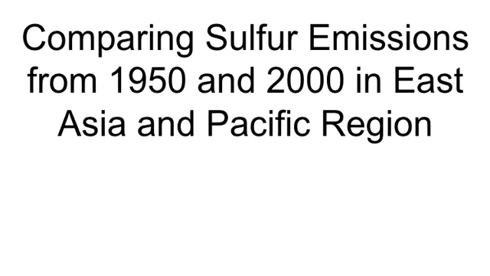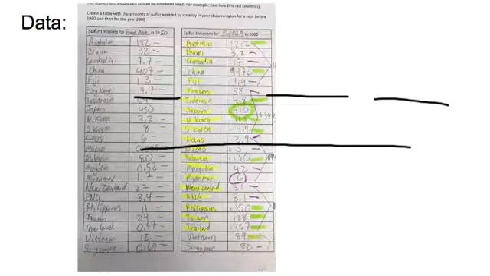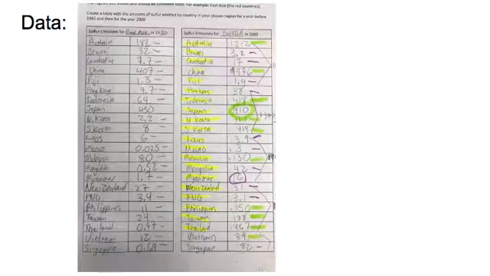Today what we're going to focus on is finding the mean of a set of data. So we gathered some data on the sulfur emissions from 1950 and 2000 in the East Asia Pacific region of the world. And here's that data set right here. You can see that these are quite large pieces of data. We've got a lot of it, and what we need to do is find the mean of each set of this data.